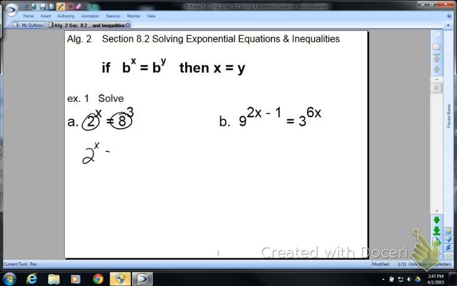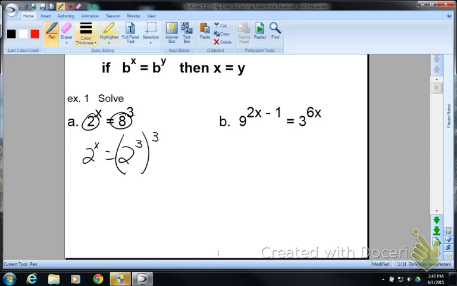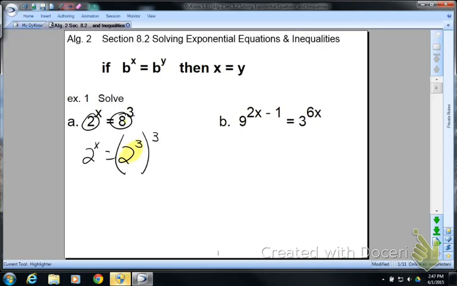But look at the 8. Can we have a base of 2 to some power give you 8? Yes. What? 3. So 2 to the third power gives you 8. Then we have that 3, so we have to put parentheses, power of a power. So this 8 gets replaced with the 2 to the third power. And then we bring the 3 down.